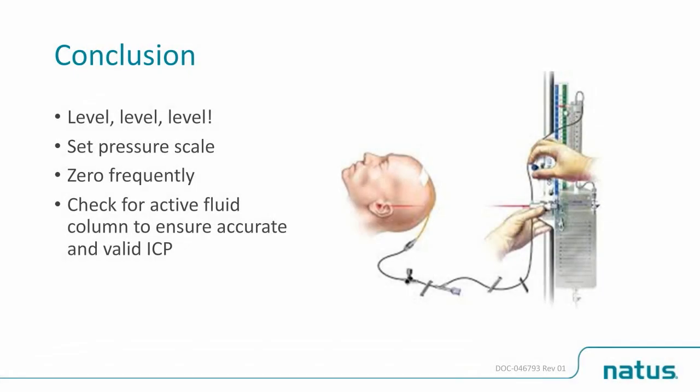As seen, the most common method to measure ICP is through an external transducer connected to an active fluid column via a catheter in the ventricle. To ensure the most accurate ICP reading, the transducer must be properly leveled to the foramen of Monroe, and the transducer is zeroed to atmospheric pressure at least once a shift. Make sure the system is draining and that you optimize your waveform for optimal ICP readings and patient monitoring.